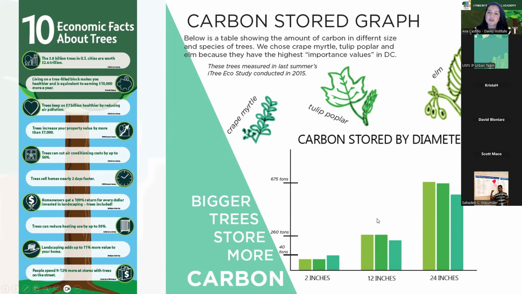So it's a really straightforward way for people who aren't thinking about graphs to see, whoa, these really big trees store a lot of carbon and they're really important for DC. So again, it shows the importance of taking care of these older trees, that even though it might be more expensive and harder to take care of older trees, they are providing a significant amount of ecosystem services to this community.